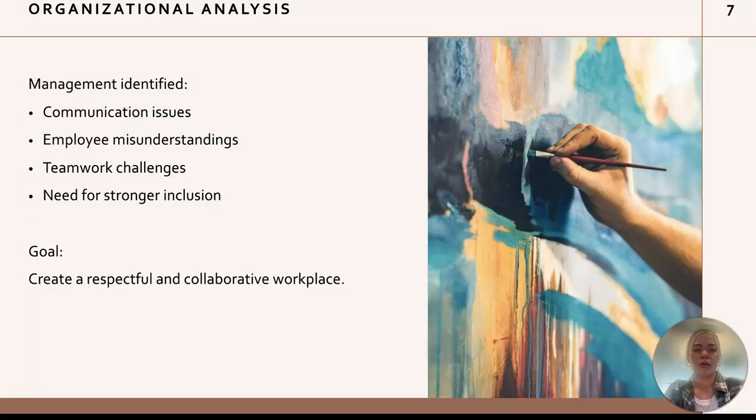Our organizational analysis showed that management had identified communication issues, employee misunderstandings, teamwork challenges, and a need for greater inclusion. The organization's overall goal is to create a respectful and collaborative workplace where employees communicate effectively regardless of their cultural background.